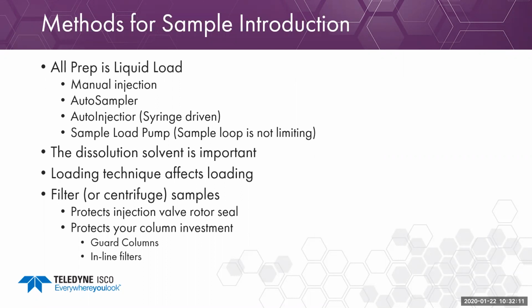Some other things you can use to protect your column investment are guard columns and inline filters. The guard columns act as a sacrificial media for collecting particulate and heavily retained compounds. You can easily replace the guard column for $400 versus spending $4,000 or more on a prep column. Once you start to see your efficiency going, you can take the guard column out of line and do the run on your column. You'll see the efficiency is fine for the column, but your guard column has gone bad. You can just replace that versus replacing your more expensive column.